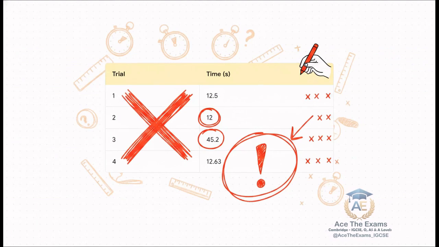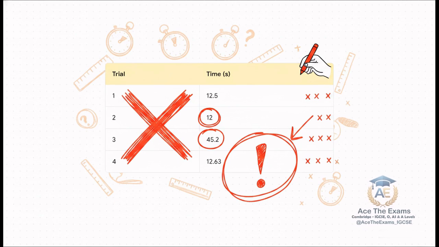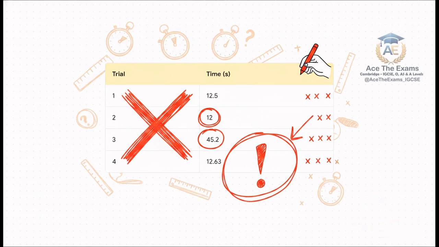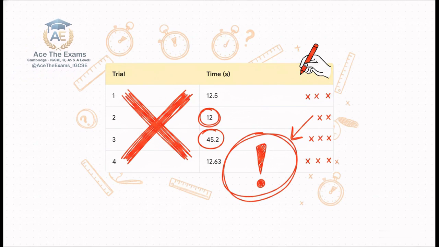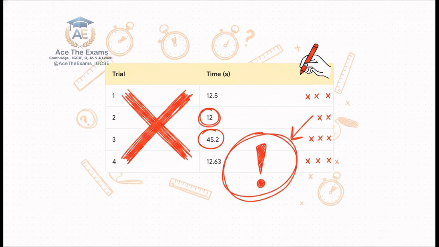Let's put this into practice. Pause for a second and look at this mock data table. Challenge yourself. Pretend you're the Cambridge examiner holding a red pen. Can you spot the glaring issues here? Look at the numbers. Trial 1 is 12.5. Trial 2 is just 12. Trial 4 is 12.63. We have totally inconsistent significant figures. And look at trial 3, 45.2 seconds. That is a massive anomaly that's going to completely skew any average you try to calculate.